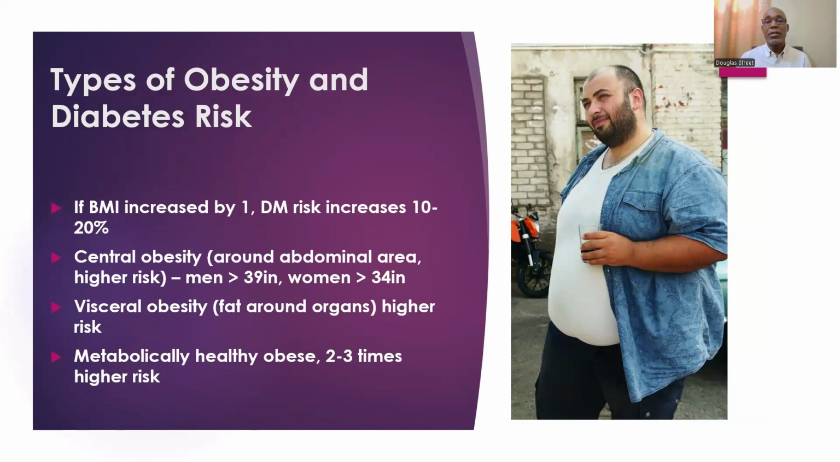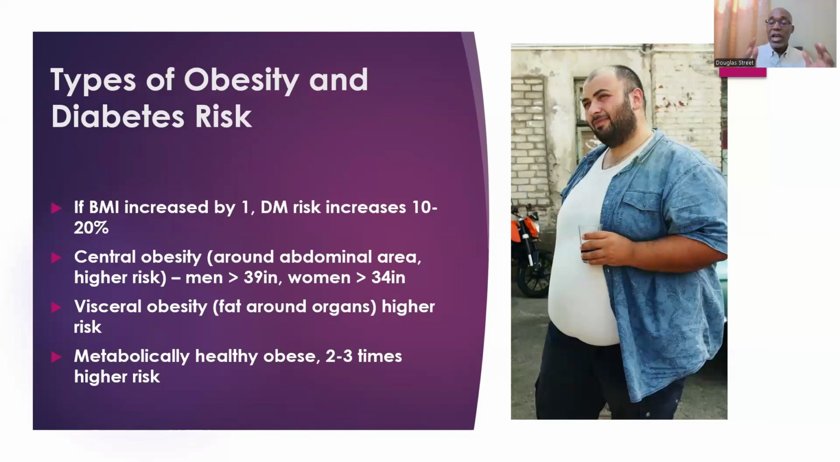Now let us look at the types of obesity and diabetes risk. Now, as we mentioned before, the higher the class of obesity that you have, the more likely for you to be diabetic. As a matter of fact, if your BMI goes up by 1, your risk of diabetes goes up by 10 to 20%.